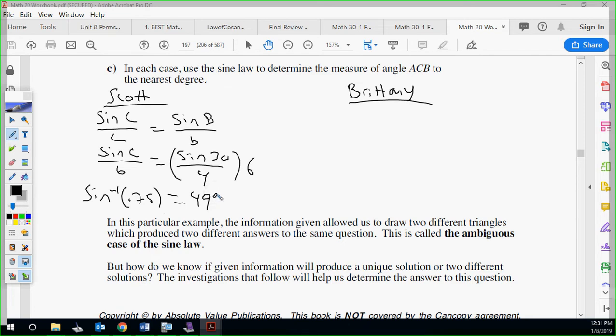Now Brittany, she's going to have identical work, okay? But since we know ACB is not less than 90, right? So what happens is that 49 is the reference angle. We know she's clearly bigger than 90, so that means she's in the second quadrant if you think about the unit circle. So how would I figure out her answer? I would go 180 minus 49 to get the obtuse angle. Right, so 131 is Brittany's angle.